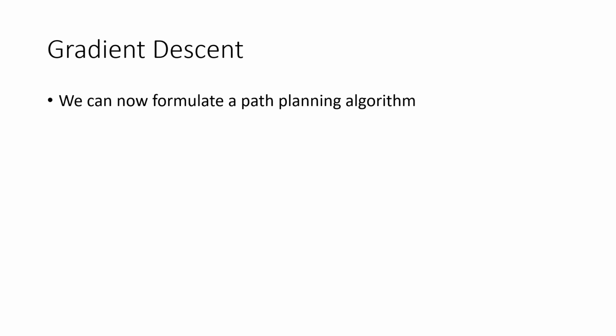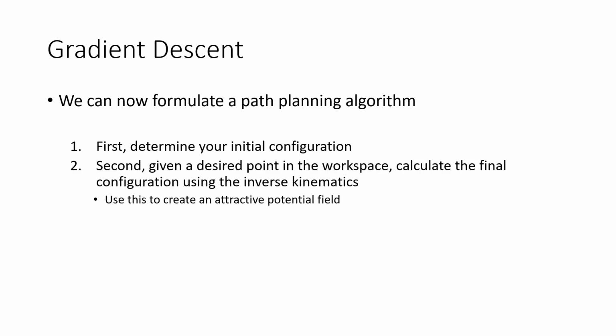Now, this is the stage where we can formulate the path planning algorithm, because we have already computed the total torques and we have already decided all the artificial potentials. That would be something like this: first of all, you have to determine your initial configuration. Once done, you have to find a desired point in the workspace, and using the inverse kinematics, calculate the final configuration. So step number 1 will give you QS and step number 2 will give you QF.